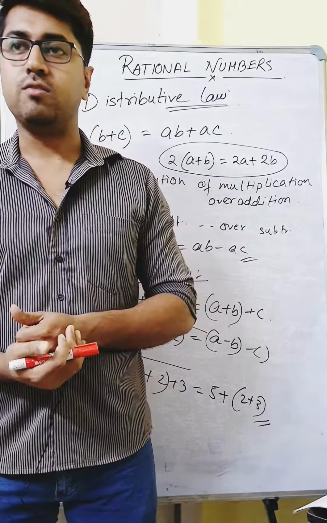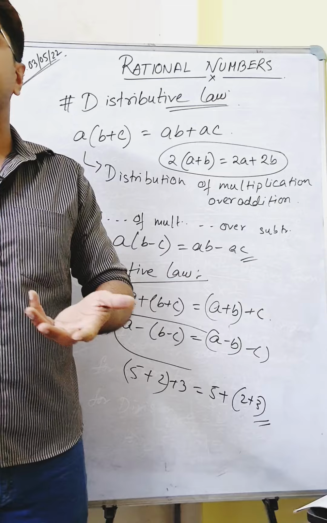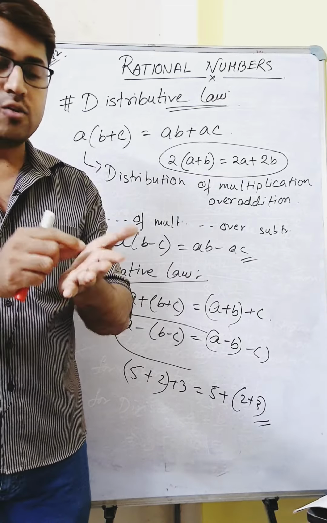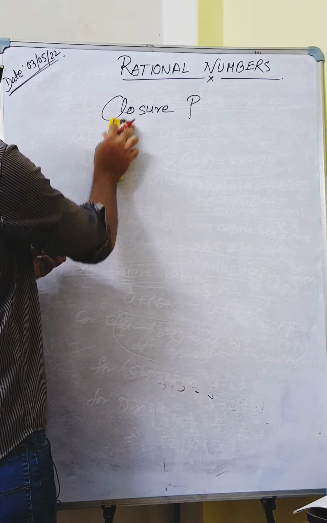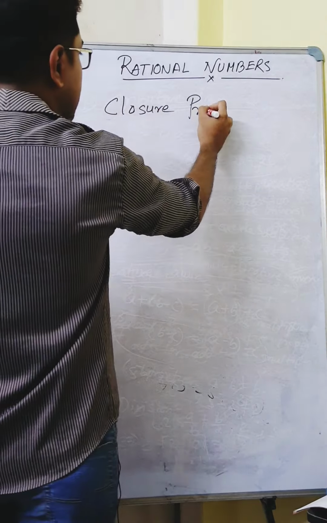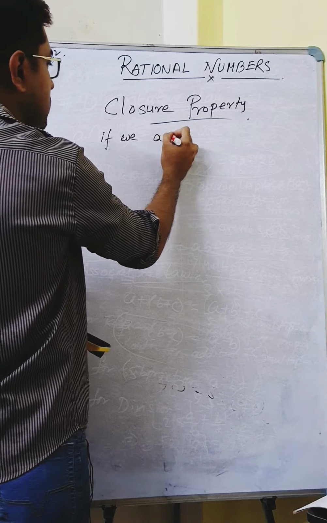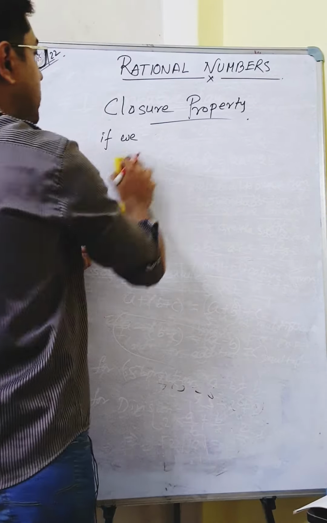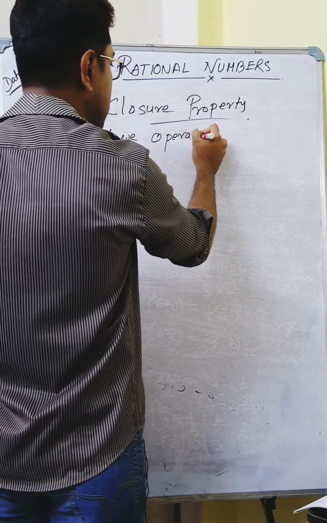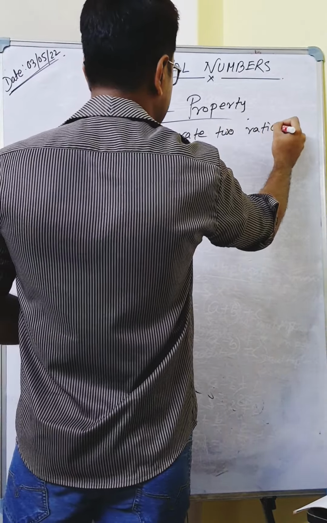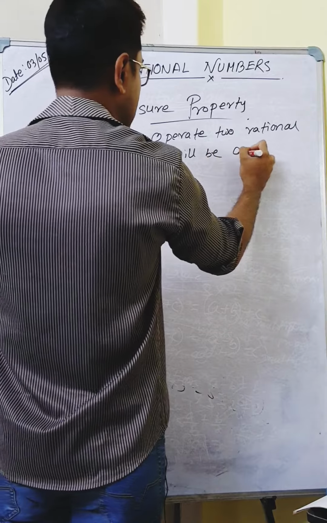There is no other property actually. You all know these, but today they are represented with a different name. It says addition is closed, that means if you add two rational numbers it will be a rational number. Closure property means that if we operate two rational numbers, it will be a rational number.